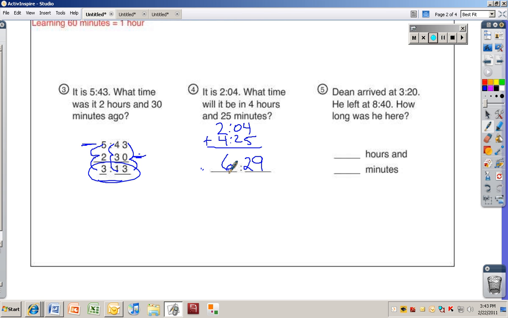Dean arrived at 3:20. He left at 8:40. How long was he here? What kind of a problem am I going to do here? Subtraction, right? Because I want to figure out elapsed time. How much time has gone by? So what am I going to write? 8:40 minus 3:20. 0, 2, 5. Now this does not mean 5:20. It means 5 hours and 20 minutes have gone by since he was there.